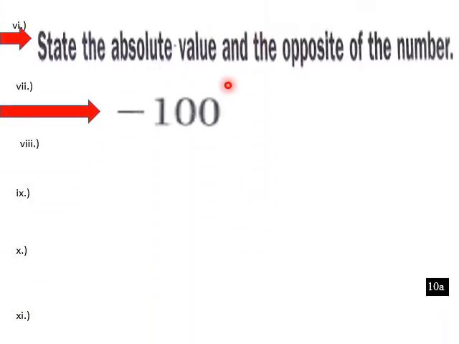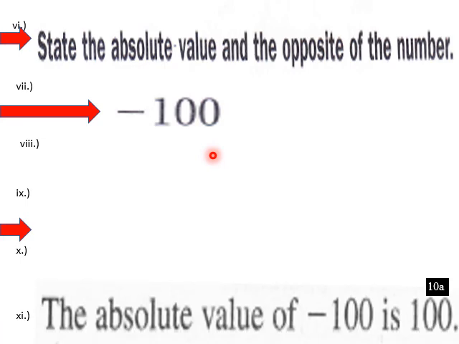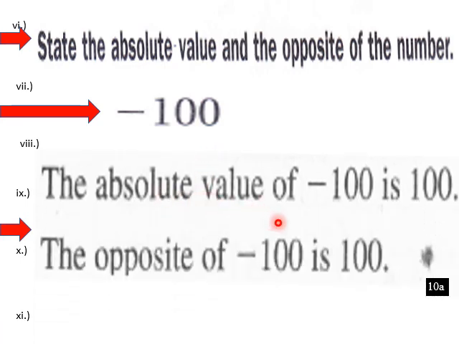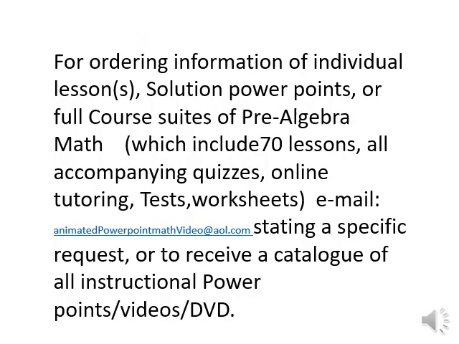Let's do our guided up here first. State the absolute value and opposite of our number, -100. So the absolute value of -100 is 100. It's 100 units from the origin. And then the opposite of -100 would be +100, because you're going to the right instead of to the left of the origin. So the opposite of -100 would be +100. And that's your lesson for today.